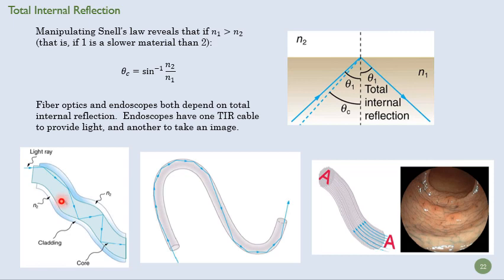What does that mean about your N here and your N here? This N has to be large. It's going to stay within the slower material when you have total internal reflection. So you have to design this so that the N of your internal material is larger than the N of your outside cladding.